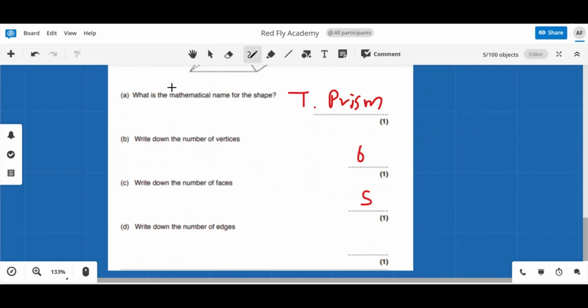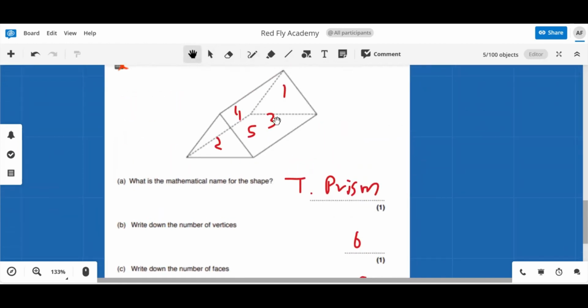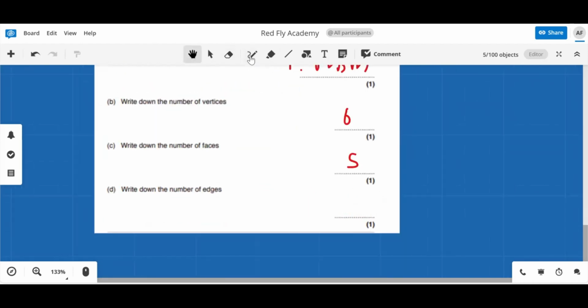Next is to write the number of edges. Edges are the corners connected by these lines. So it is easy to draw all these lines. One, two, three, four, five, six, seven, eight, nine. So here we have nine edges.